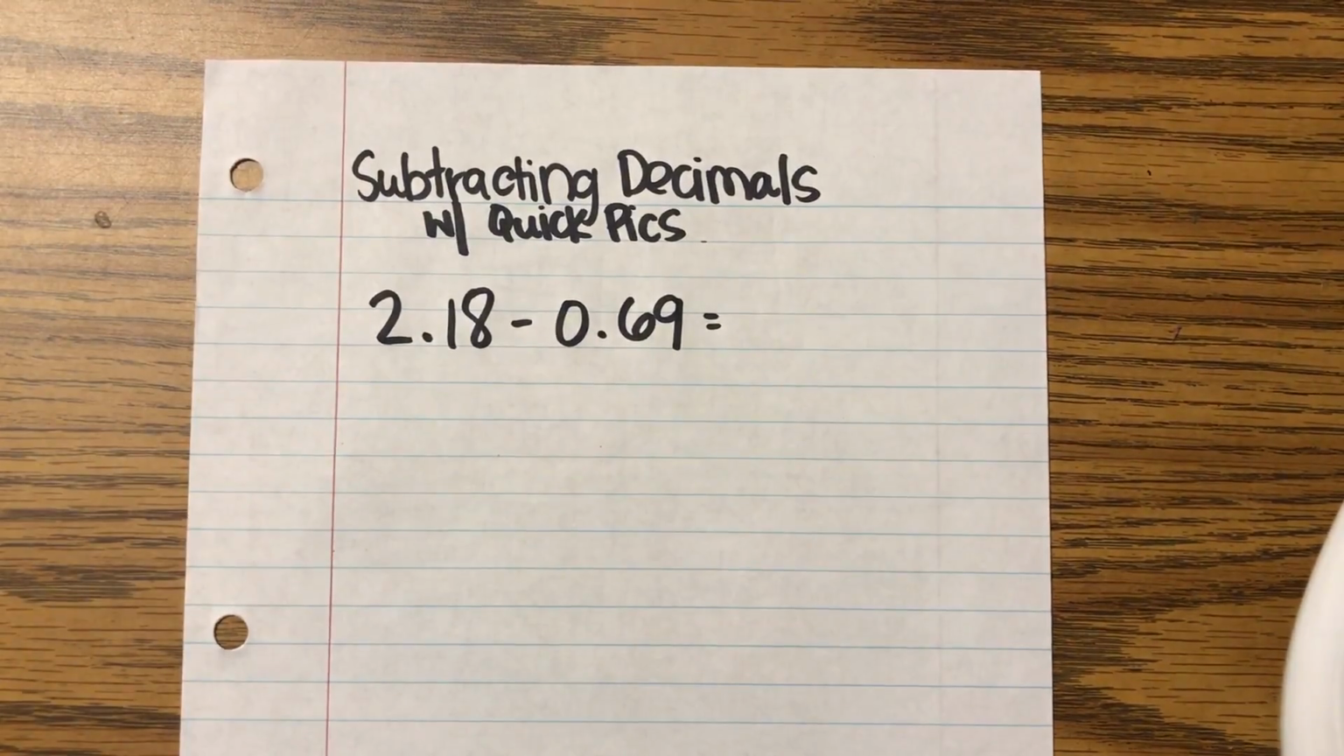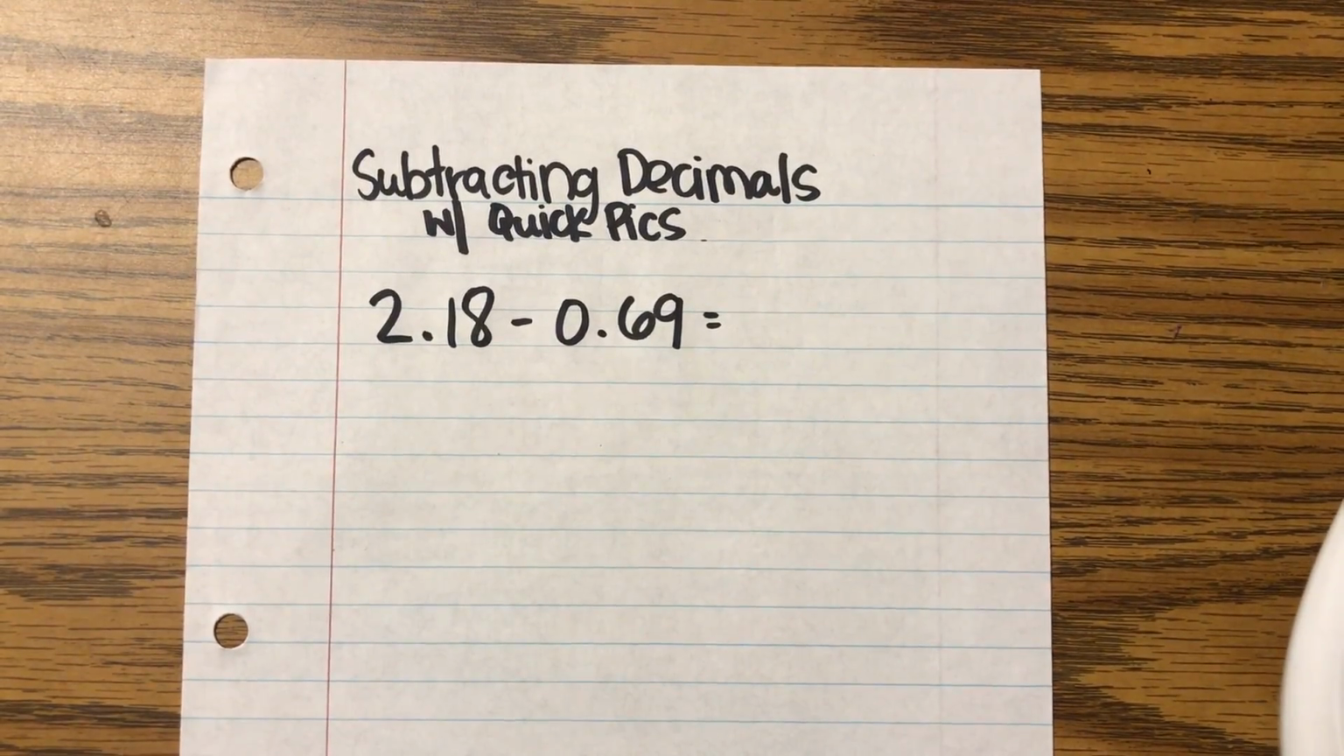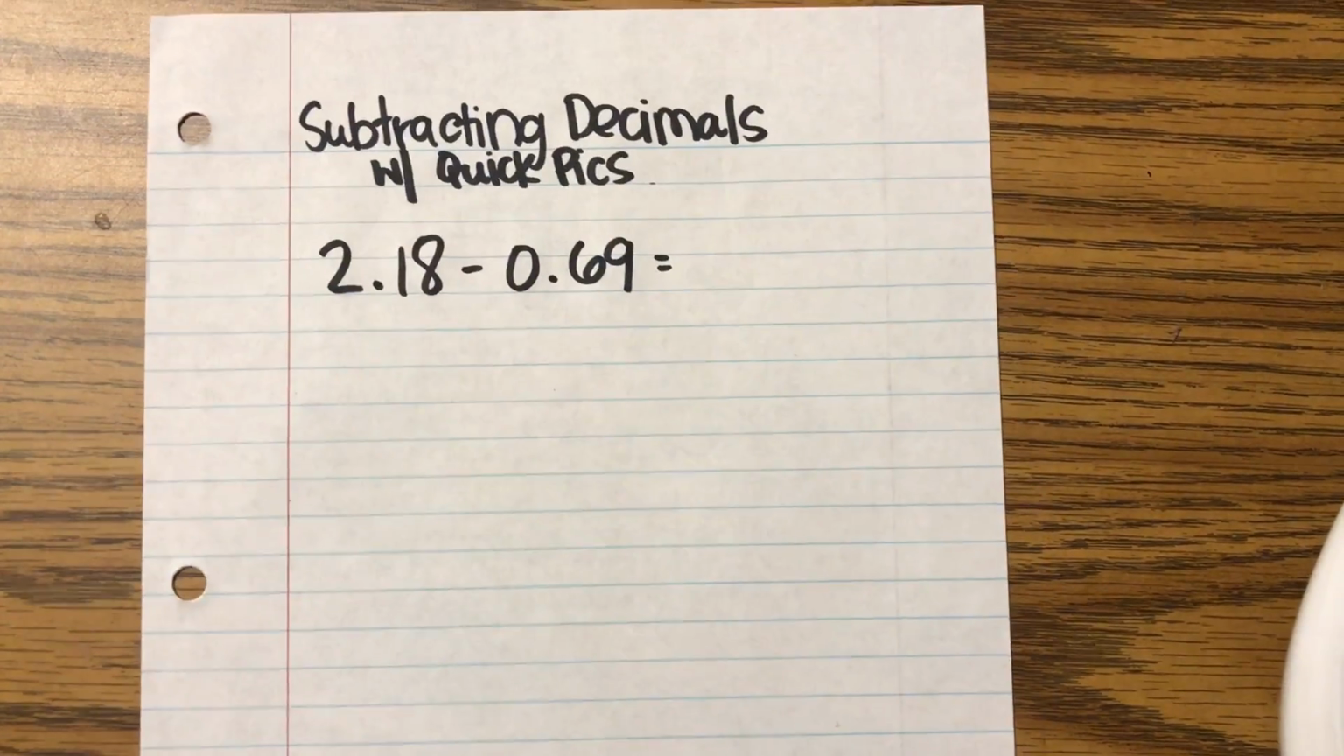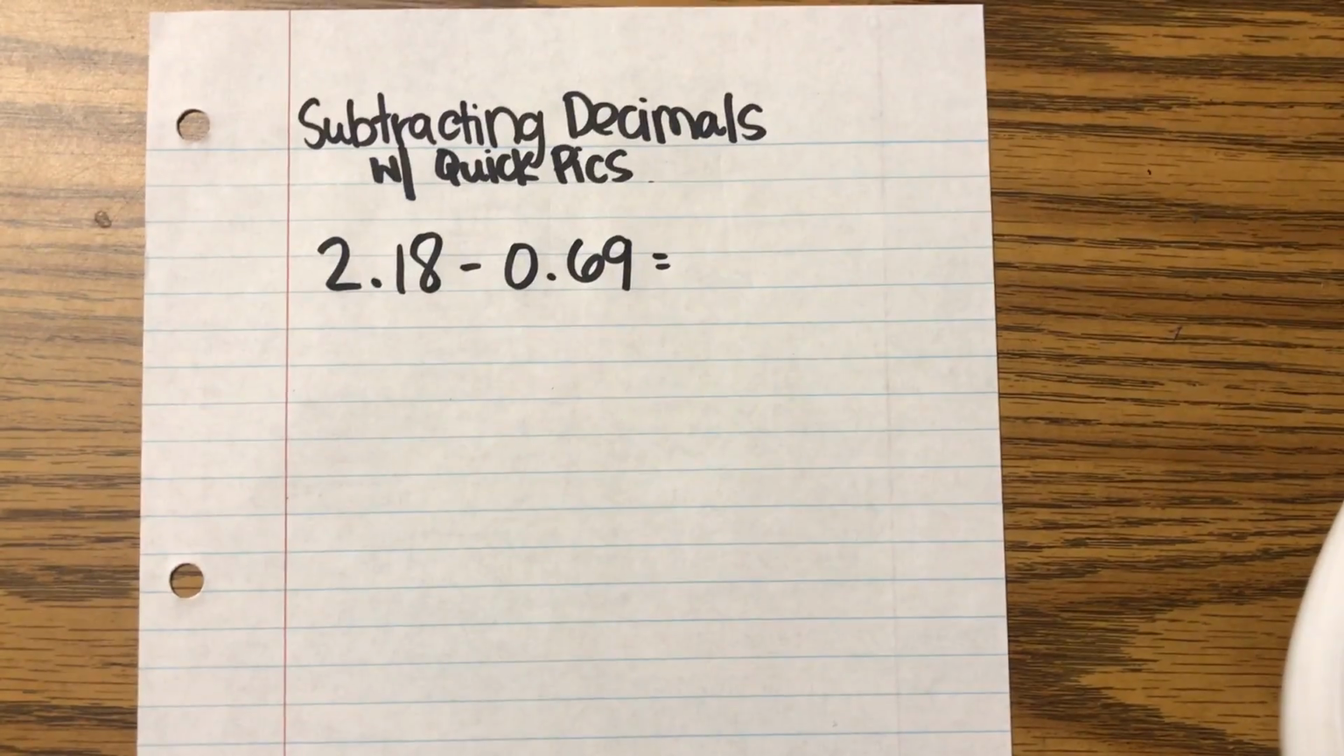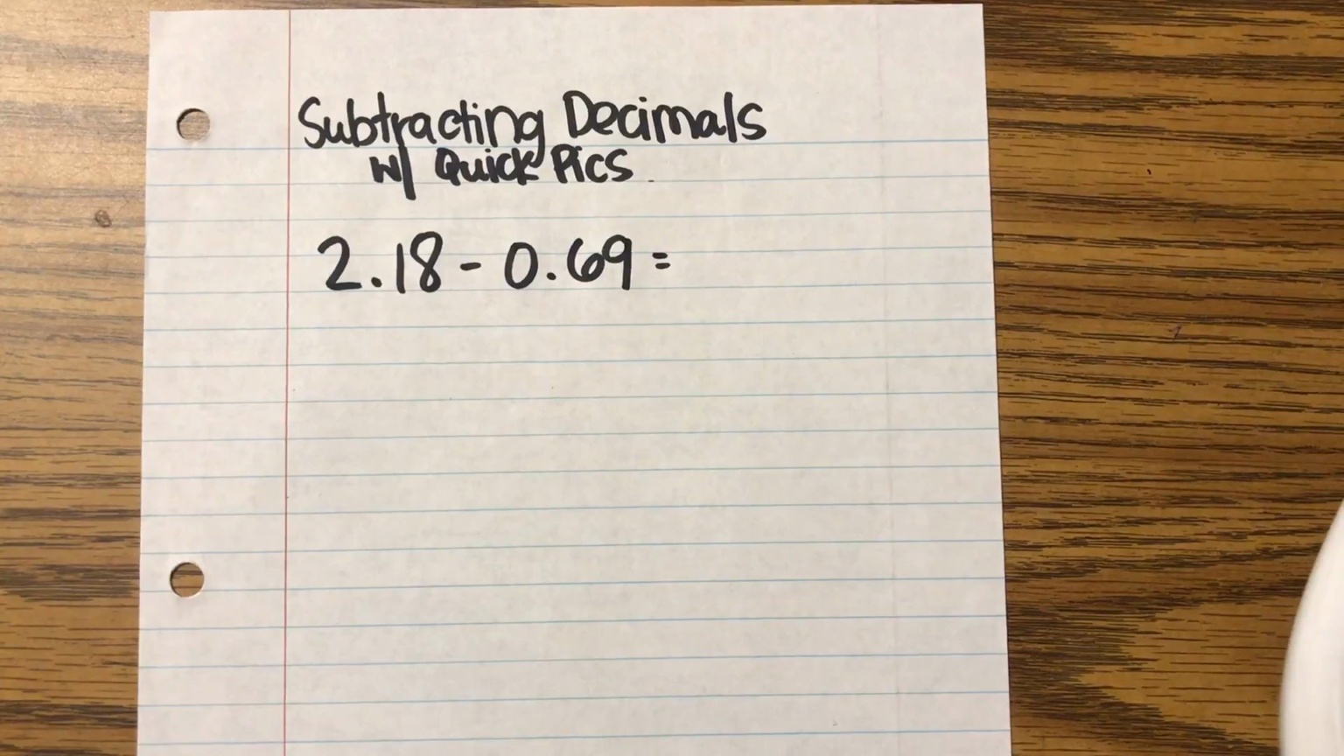Okay, so I have 2 and 18 hundredths minus 69 hundredths. I need to draw a quick pig to go along with that. How I'm going to do that is I'm going to draw my first number, then take away my second number. So I have 2 and 18 hundredths, and I need to draw that with a quick pig. So how many wholes is that?